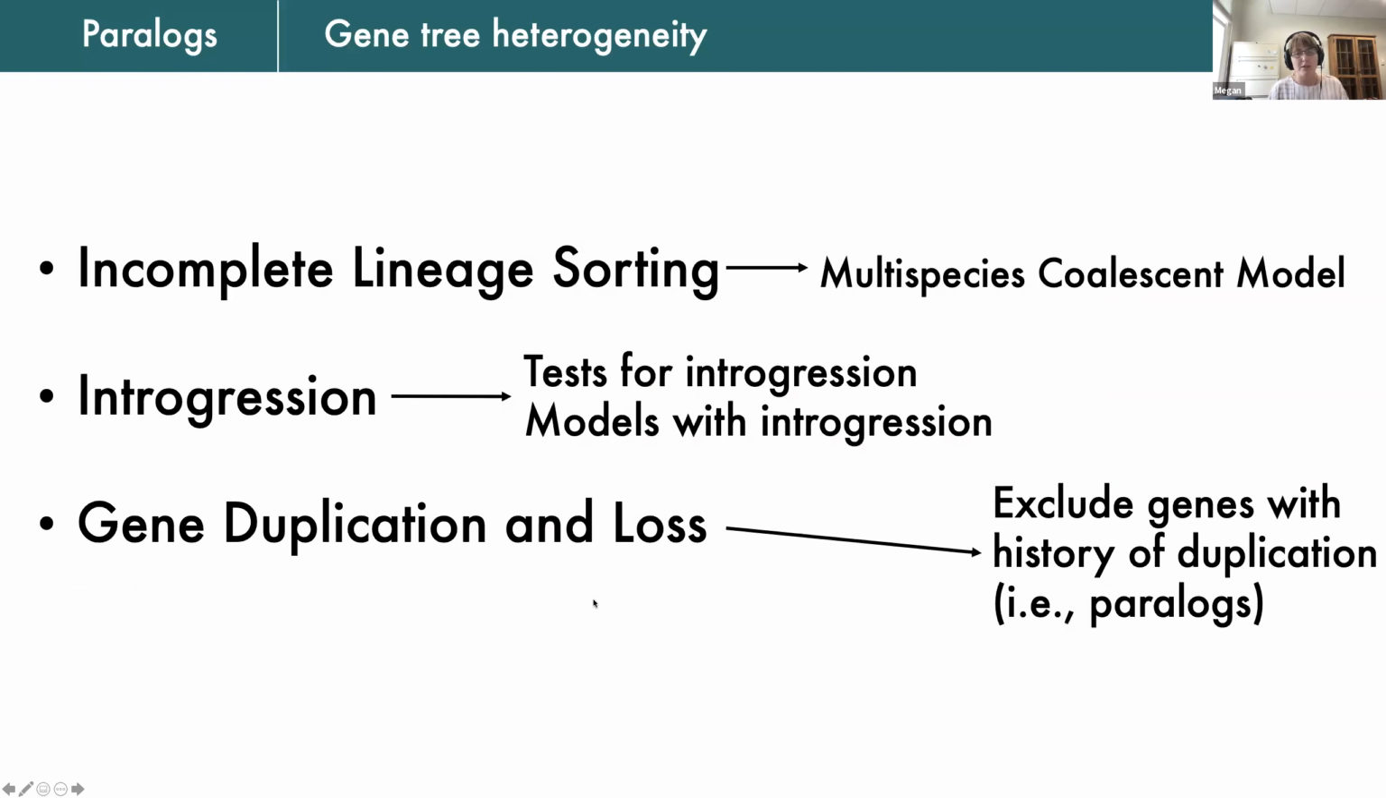How do we deal with this gene tree heterogeneity when we want to infer a species tree? Typically, we accommodate incomplete lineage sorting by using the multi-species coalescent model, or a method that is robust to incomplete lineage sorting. We accommodate introgression either by testing for introgression after we've already inferred a tree, or by using models with introgression to build things like species networks. But when it comes to gene duplication and loss, the most common approach is to try and exclude any genes that have a history of duplication. In other words, we try to exclude paralogs.